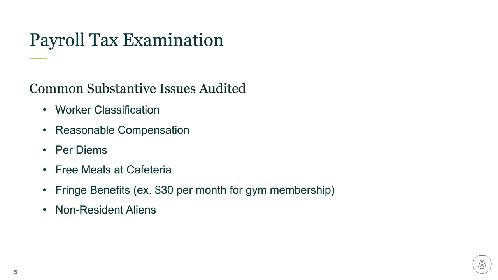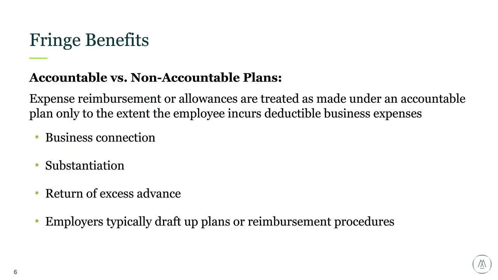Reasonable compensation, we will get into that a little bit later. Per diems, free meals, fringe benefits, these next three areas have changed significantly as a result of the Tax Cuts and Jobs Act, and we will get into those a little bit more, but it's very important when you're looking at your benefits now to actually classify them and make sure that they're being appropriately taxed and reported to your employees. So let's talk about our next slide here.